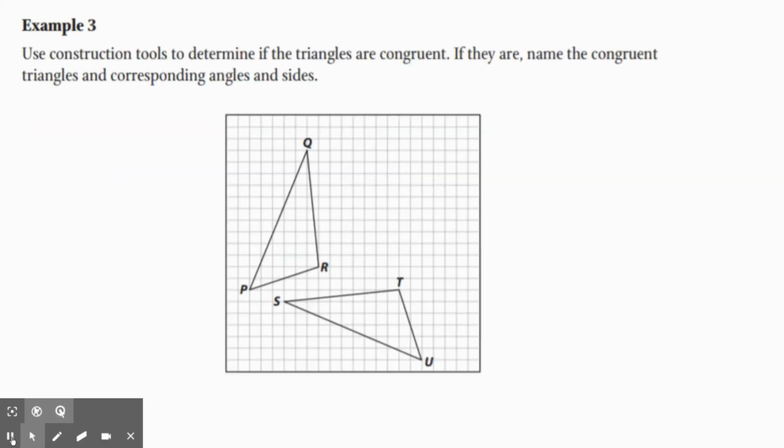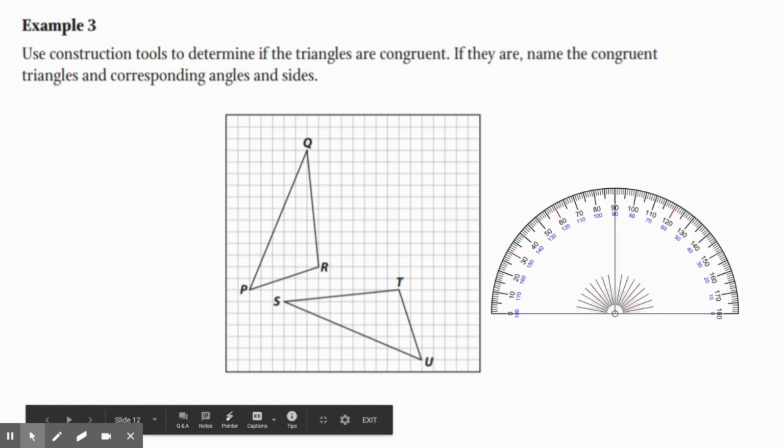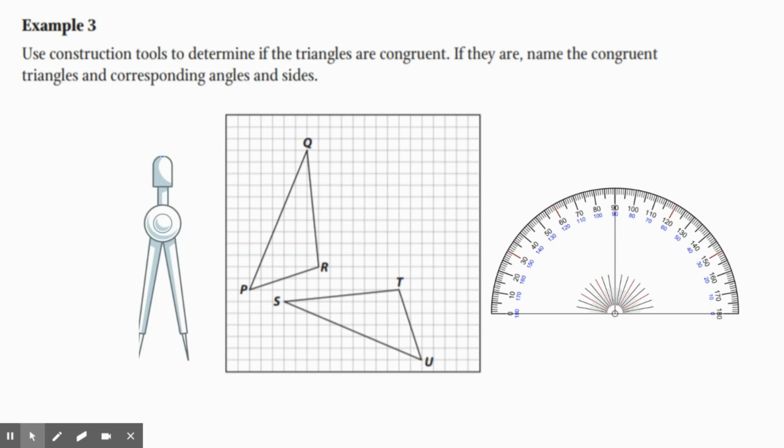Sometimes you're not given all the information. You might need to use construction tools to determine if the triangles are congruent. So here it says use construction tools and then name the congruent triangles and corresponding angles and sides. So what kind of construction tools can we use? Well, we can use a protractor, and we can measure the angles of either Q or R or P and then try and find their corresponding angle in the other triangle. For side lengths, we'll use a compass.